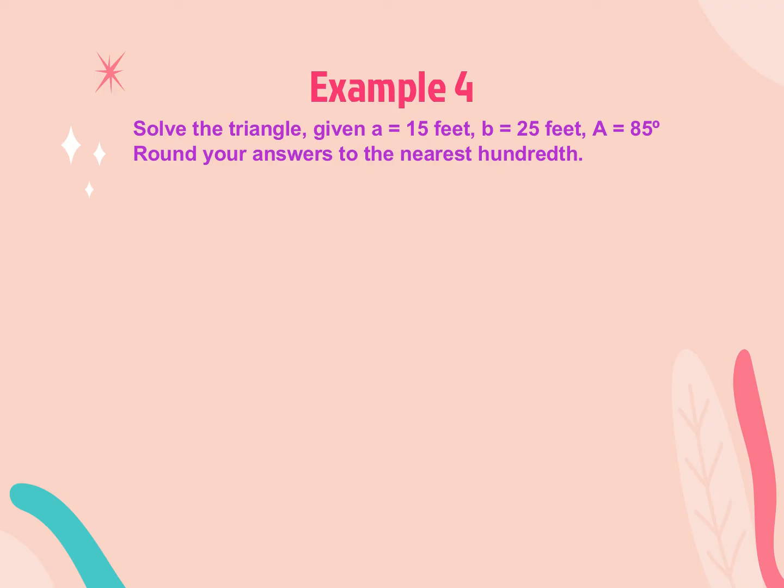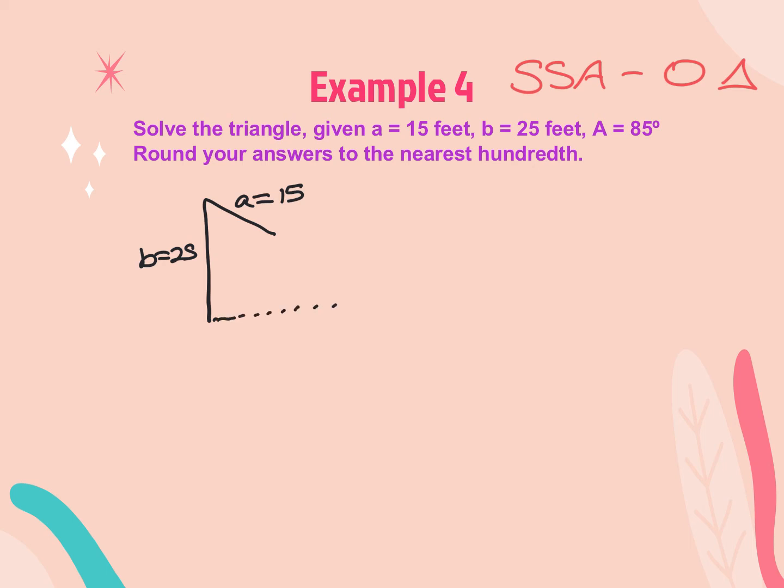2 more. So example 4. Again, this is also going to be side-side-angle. This one's going to produce 0 triangles. But again, we won't know that until we try to draw it. So again, notice, I'm not going to close it because I don't know. If I draw this side A being 15, and then B is 25, then if I try to draw an 85-degree angle, it's a little bit more than 90 degrees. Look, it's not going to be able to connect here. But again, you don't have to do this, just do the calculations.